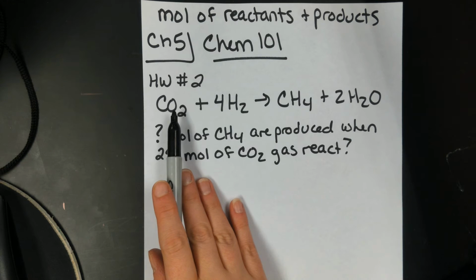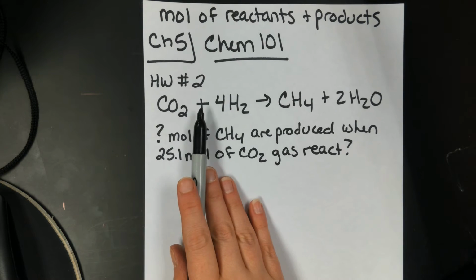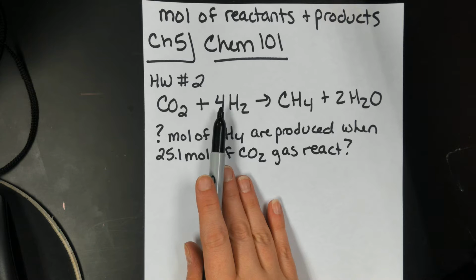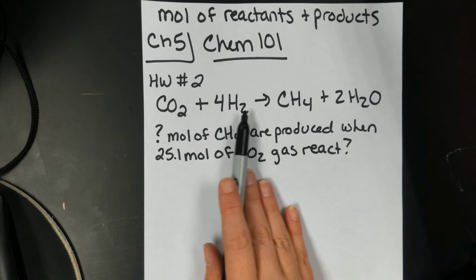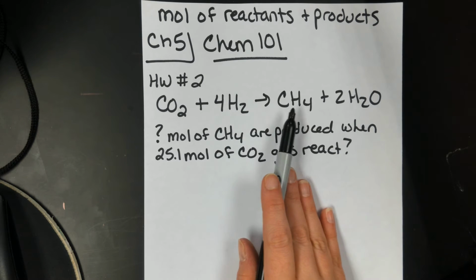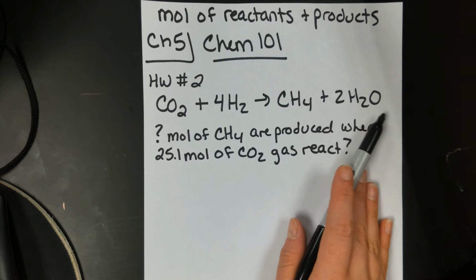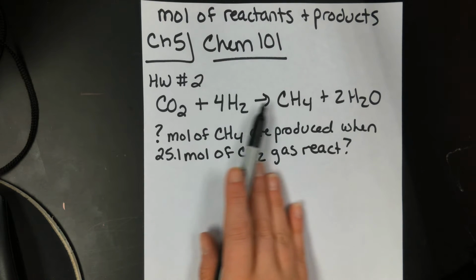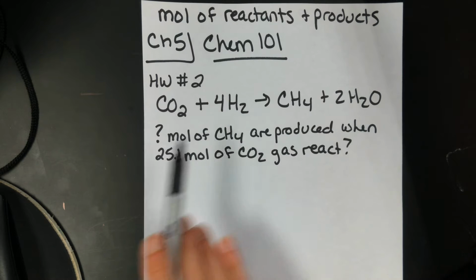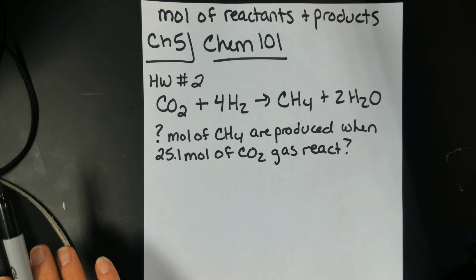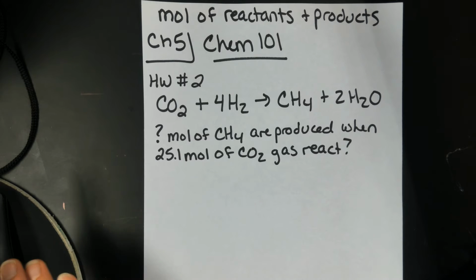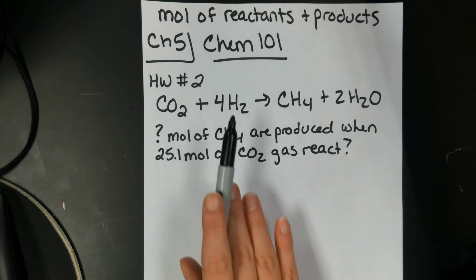1 mole of carbon dioxide reacts with 4 moles of H2 to produce 1 mole of CH4 methane and 2 moles of H2O. So this is actually a ratio. In your head, you already know that it takes 4 quarters to make $1. So you have a ratio in your head. It takes 10 dimes to make $1. That's very much like this.